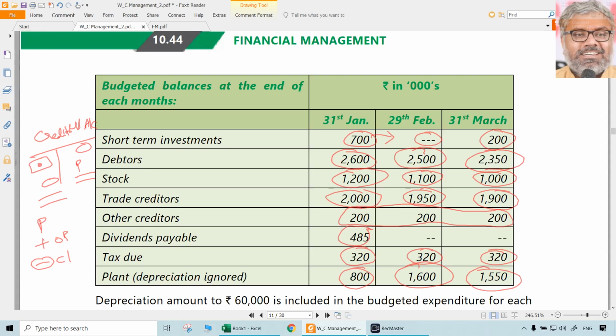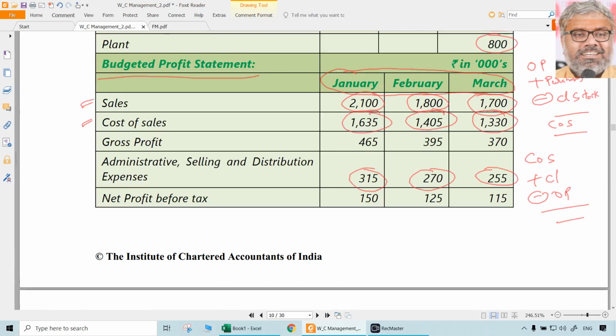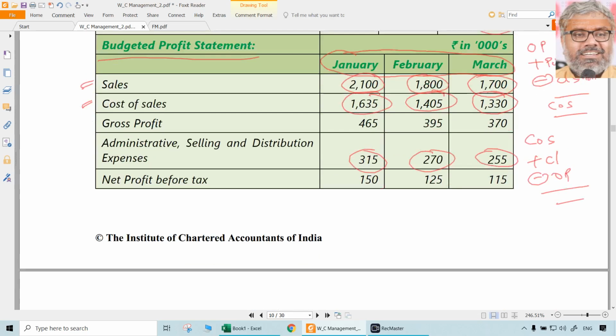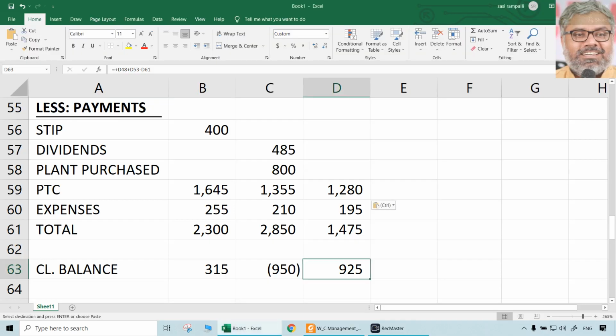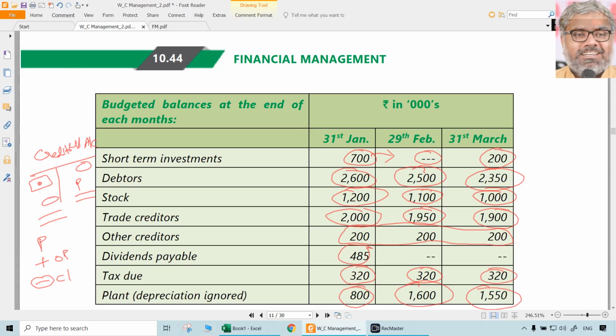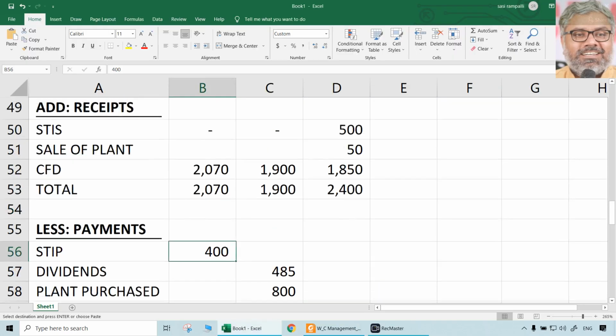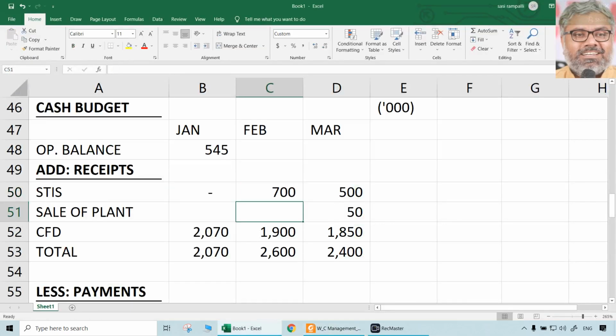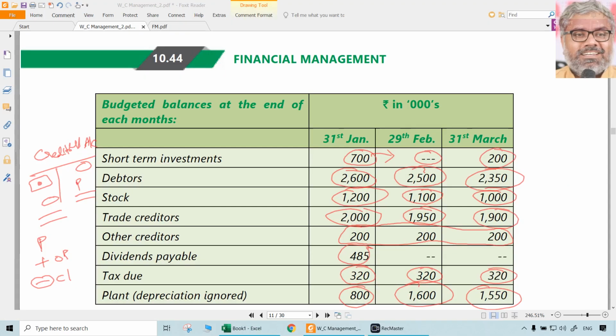So short-term investments, the original balance was 300, became 700 at the end of January. So naturally, short-term investments purchased is 400, no doubt, in January. But what happened in February? Short-term investments sold in February. The entire 700 was sold in February, not in March.